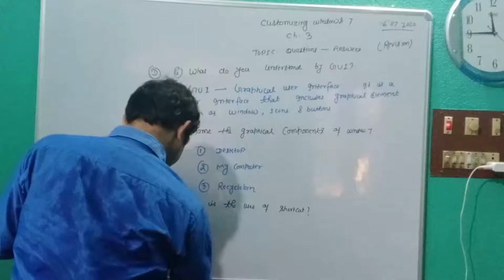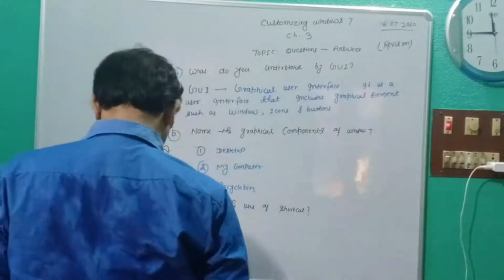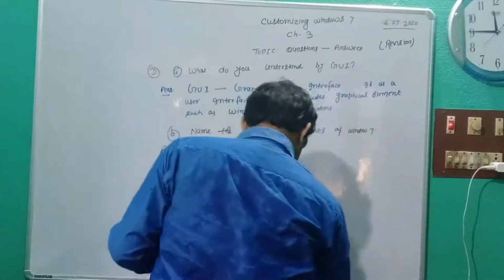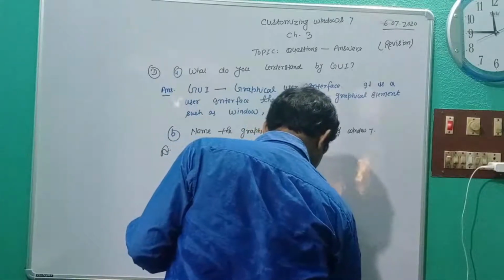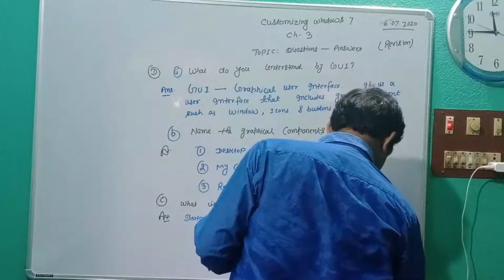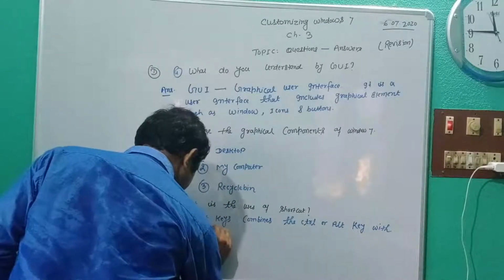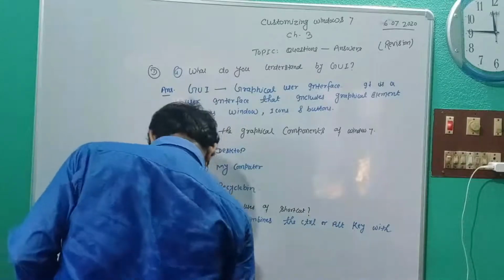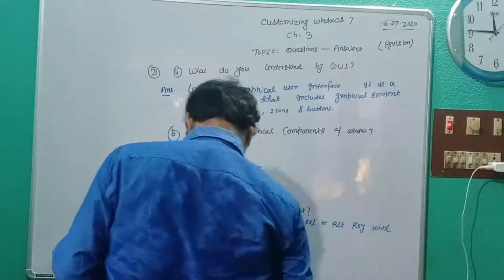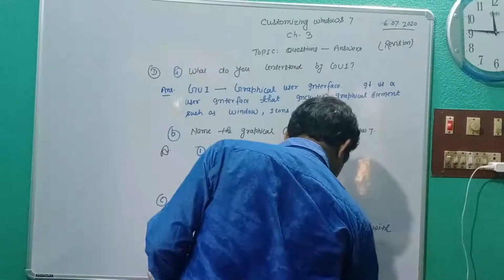A shortcut key combines the Control or Alt key with some other key in the Windows environment.